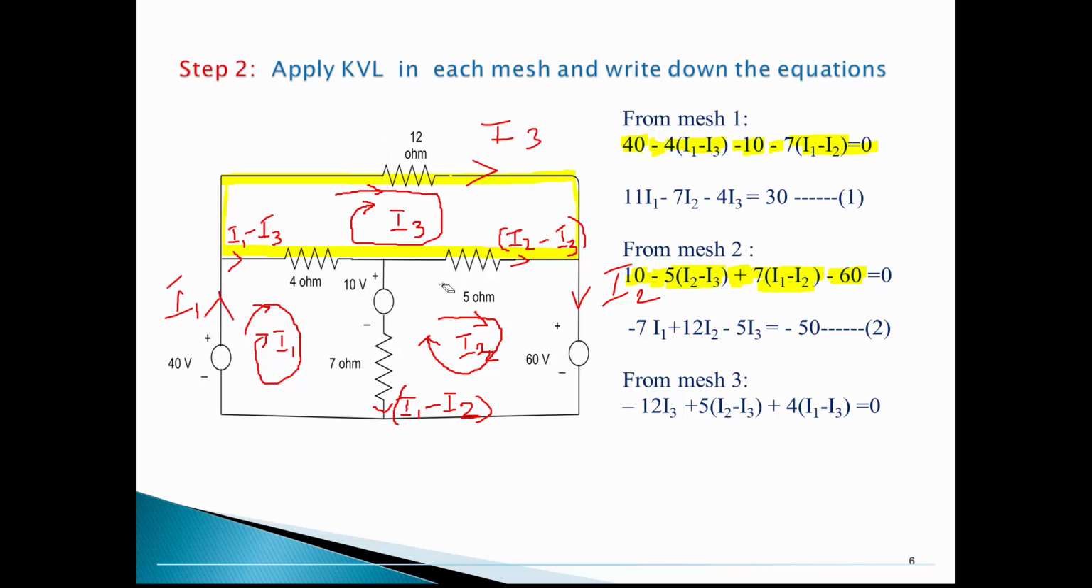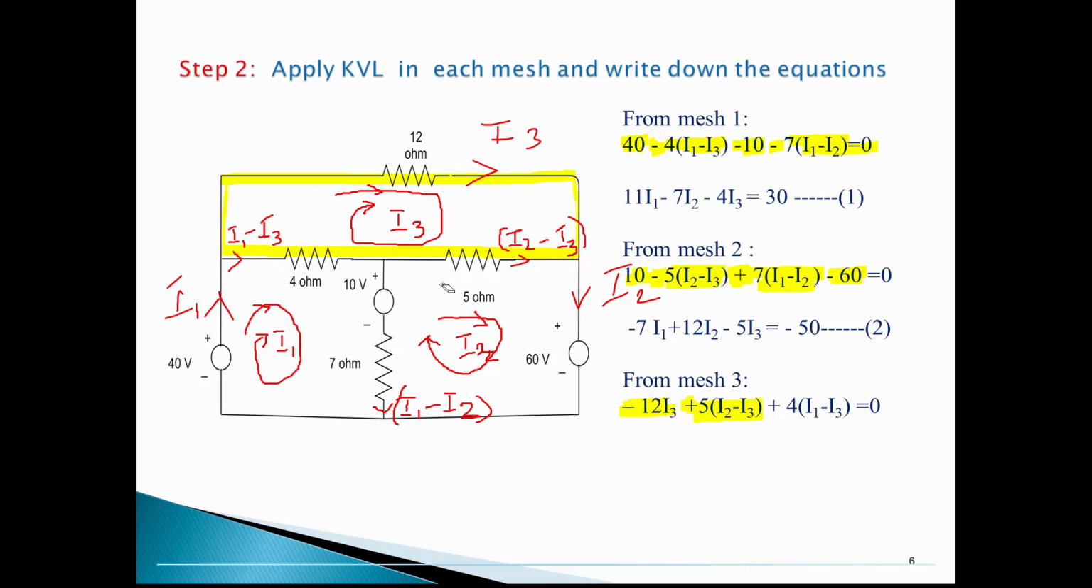direction, so minus 12I3. I'm moving down towards this loop, encountering the 5 ohm resistor. This 5 ohm resistor has I2 minus I3 as its current, which is opposite to this loop current I3. So the plus drop is 5 times (I2 minus I3).